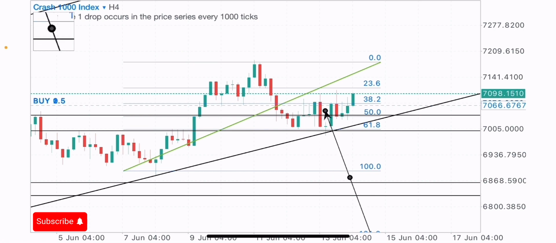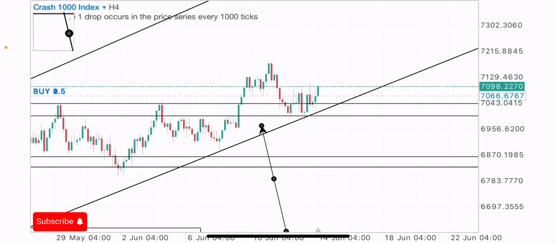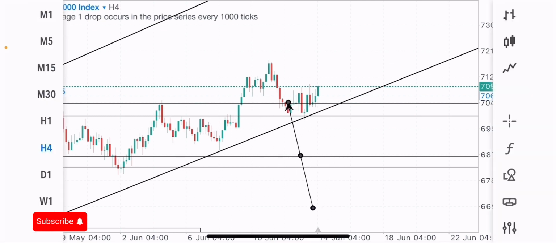So how did I get into the trade? I didn't just buy at this zone. I waited for confirmations on the lower time frame. So I went to the 1 hour time frame to see the market's formation and market structure, but I didn't really get in on the 1 hour time frame. I still went lower, but let's go to the 1 hour time frame.